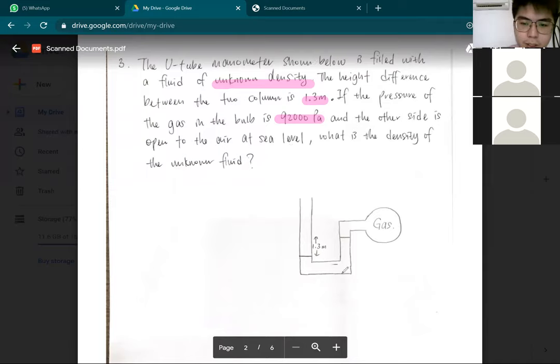Okay, let's call this fluid liquid X. Now where is the same pressure point? Take this surface over here, we call it A, and draw a horizontal line over here, is B. They are the same pressure point, so PA equals PB. Now identify what pressure is acting at point A and at point B. So point A is P ATM.